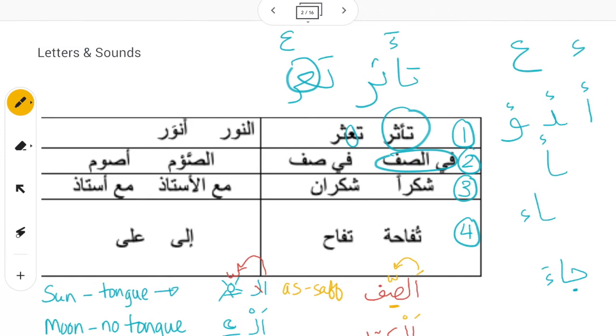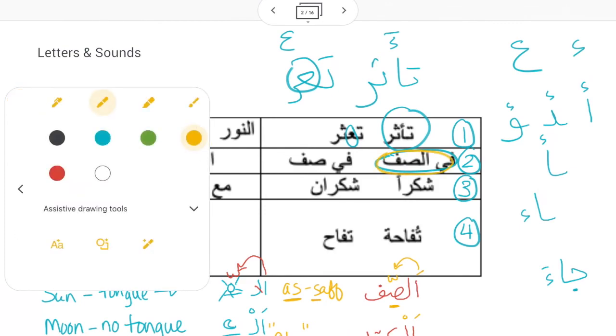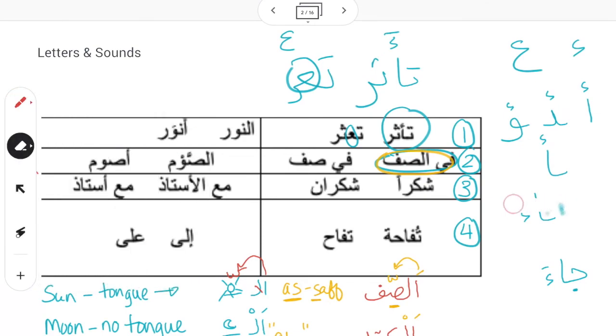So when you have a moon letter after alif lam, you're going to hear al. When you have a sun letter, you will not hear the lam. You're going to hear that sun letter pronounced twice because you pronounce it with a shadda. Remember that when we have a sun letter, or any word, for instance, I'll give you an example here. Let's erase these.